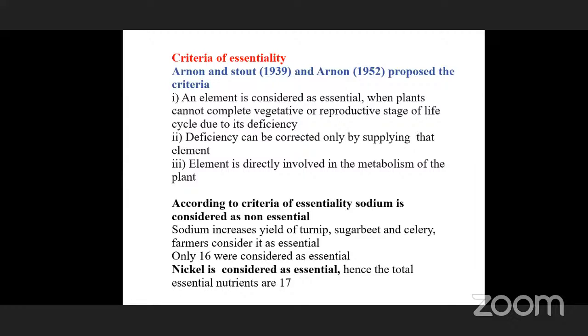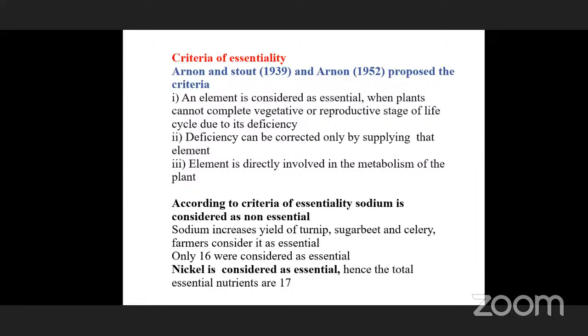And the second point is that the deficiency can be corrected only by supplying that element. If there is a deficiency of nitrogen, we cannot correct it by supplying phosphorus or potassium. And the third point is that the element is directly involved in the metabolism of the plant. Like nitrogen has to participate in protein synthesis. So nitrogen can be considered essential. I'm taking nitrogen only as an example. There are actually 17 essential elements. So these elements have to meet these three criteria according to Arnon and Stout to be essential.